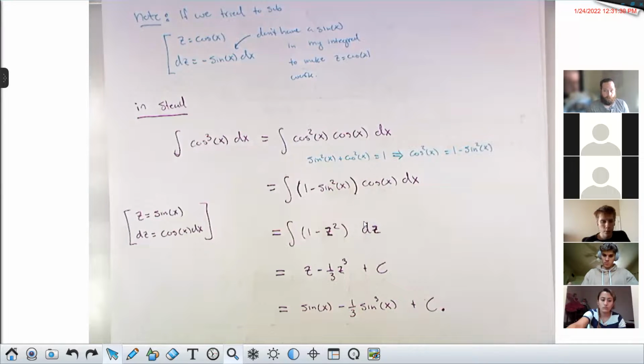And notice that it's not cos to the 4/4. It's not like you can just apply the power rule here. That doesn't work. Any questions on this?